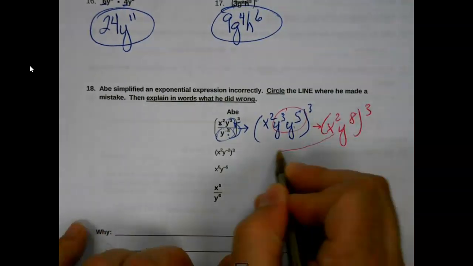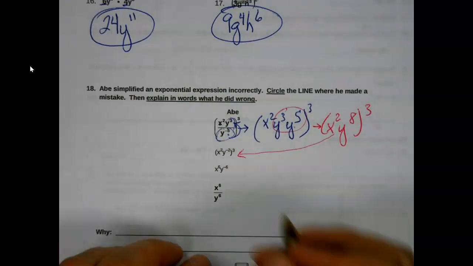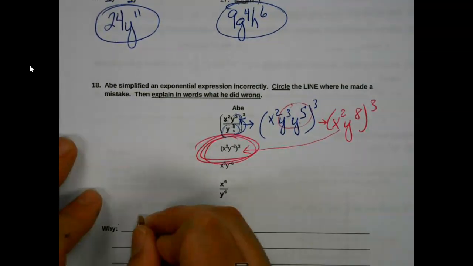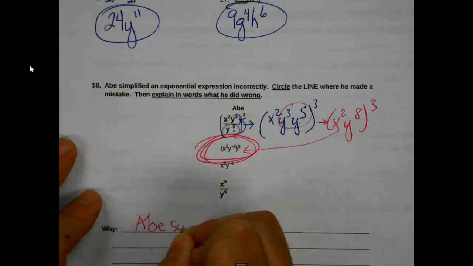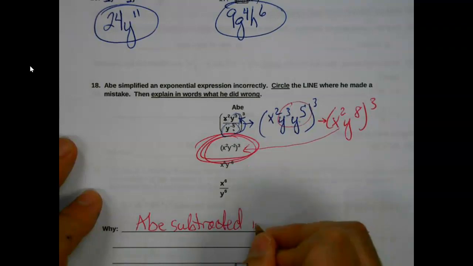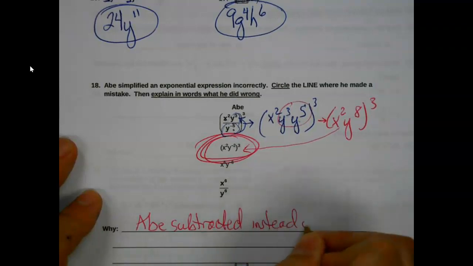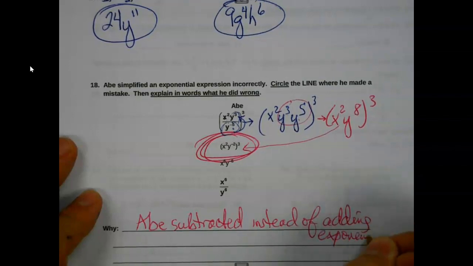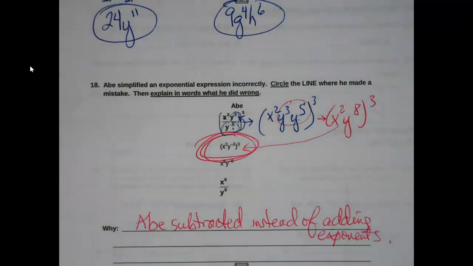Now let's, uh-oh. What did poor Abe do? Yeah, Abe. Subtracted instead of adding exponents. Oh, Abe. Oh, Abe.